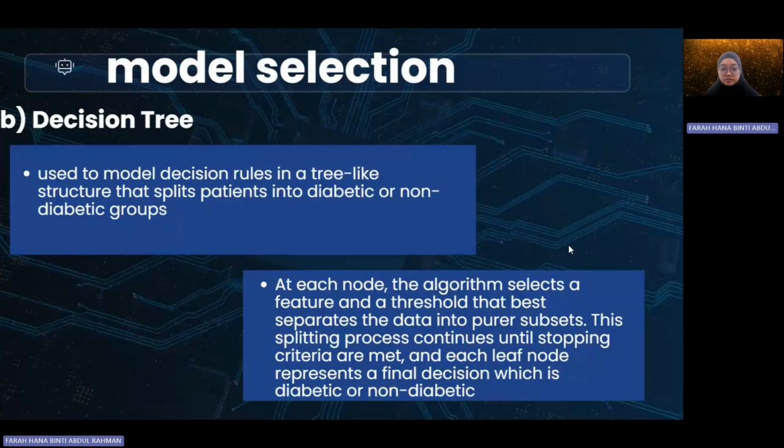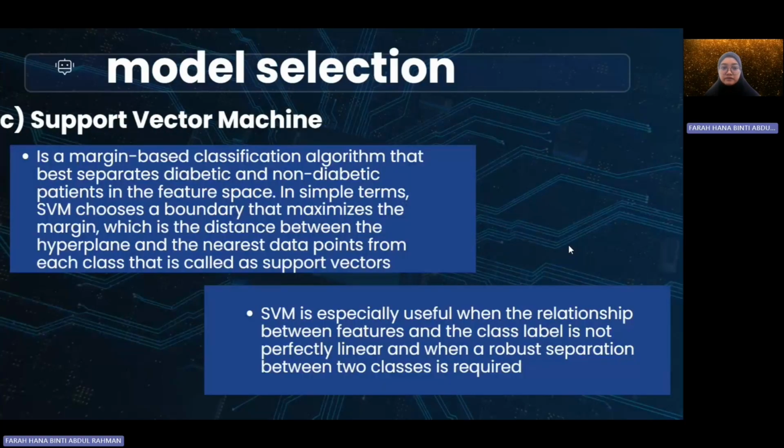And then the decision tree is used to model decision rules in a tree-like structure that splits patients into diabetic or non-diabetic groups. Additionally, the algorithm selects a feature and a threshold that best separates the data into fewer subsets. This splitting process continues until stopping criteria are met and each leaf node represents a final decision, which is diabetic or non-diabetic.